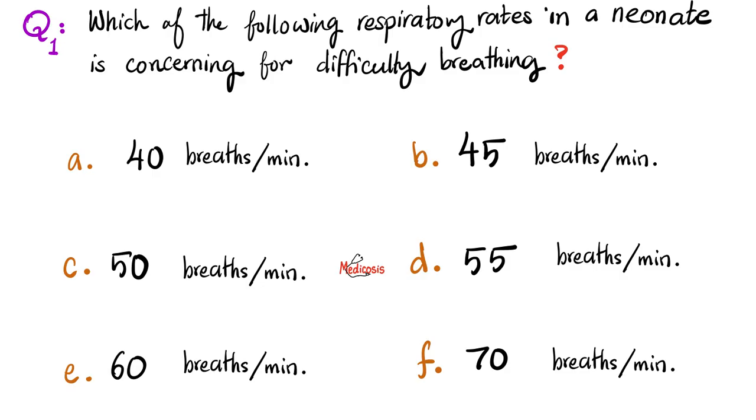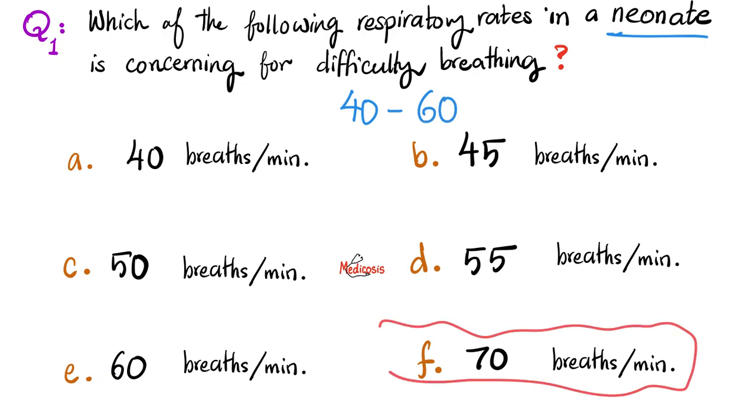Let's answer the question of the previous video. Which of the following respiratory rates in a neonate is concerning for difficulty breathing? Is it A, 40 breaths per minute, 45, 50, 55, 60, or 70? First, what's the normal? Well, the normal respiratory rate in a neonate is between 40 and 60. This is what we expect. 70, however, is not what we expect. 70 is too high. 70 is hyperventilating. 70 is abnormal. Therefore, 70 is the correct answer.